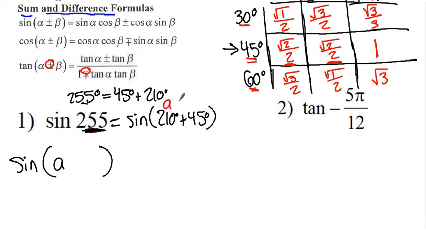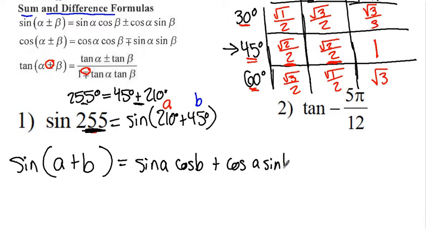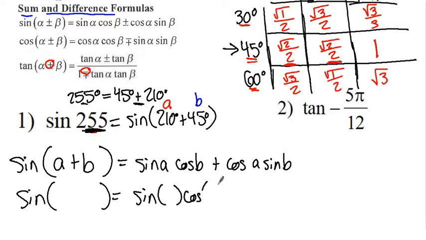Let's call this our A angle, and let's call this our B angle. So here's our formula. We're doing a sum right here, so I'm going to use the plus part of this. Sine of A plus B equals sine A cosine B plus cosine A sine B. Now all we have to do is simply plug this stuff in. We'll do it color-coded here so you can see it a little bit easier.